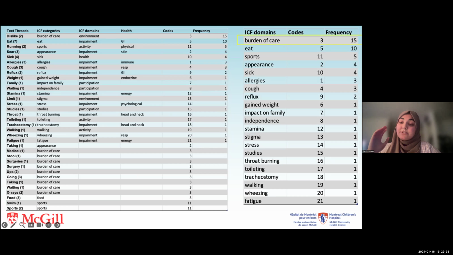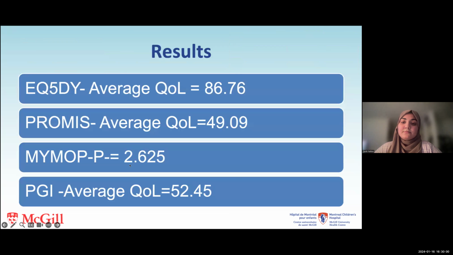And so the analysis of these text threads mapped to the ICF categories revealed that burden of care was the most frequently mentioned quality of life concern, and participants consistently shared narratives related to hospital visits, multiple surgeries, appointments, and various tests. And so the topics were categorized based on impairment levels, encompassing domains such as GI, endocrine, energy, head and neck, immune, physical activity, psychological, respiratory, and skin impairments, with impairment in the health condition GI being the most prevalent ICF domain identified.